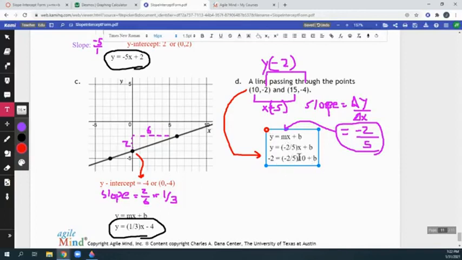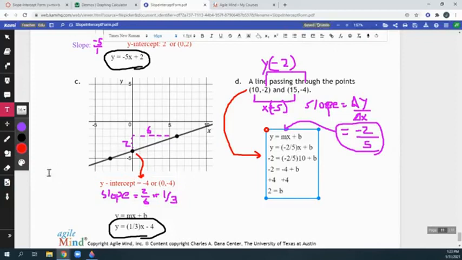So when I multiply 2 fifths times 10, I get 20 fifths, which is 20 divided by 5 is 4. So this actually makes negative 2 equals negative 4 plus b. That's what we get. What do I add to negative 4 to get negative 2? Well, if I want, I can add 4 to both sides. I get 2 equals b. What does that mean? Well, that means my y-intercept is b. It's 2. There we go.